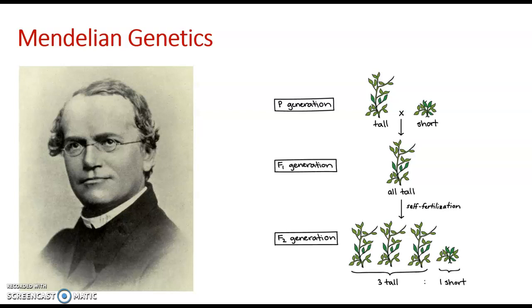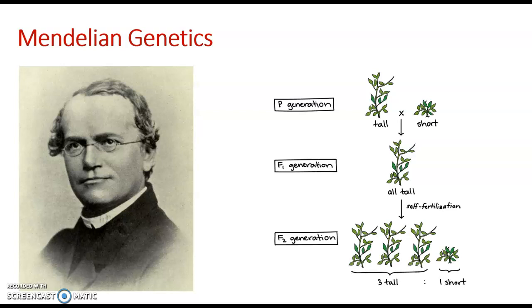The result here was that all of the offspring in that first generation were tall. But then when he bred two of the pea plants from the F1 generation, which were all tall, together to form the F2 generation, he observed that every single time he did this, no matter which trait he was looking at, about 75% of the offspring were tall and 25% were short.